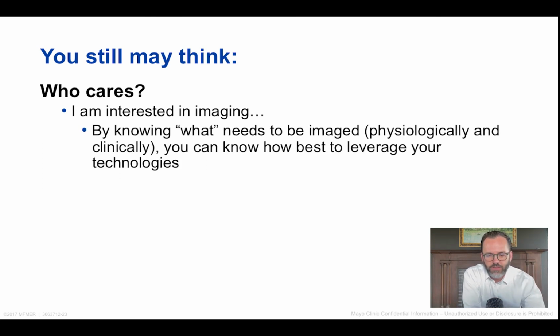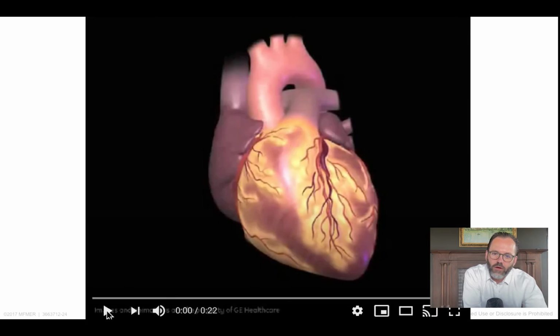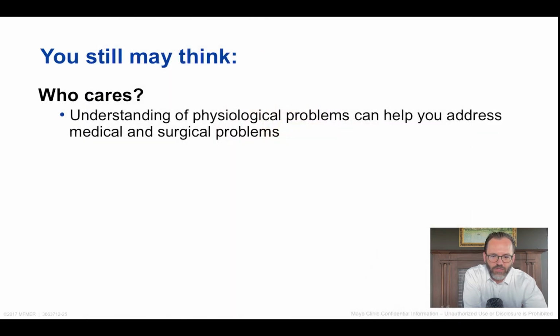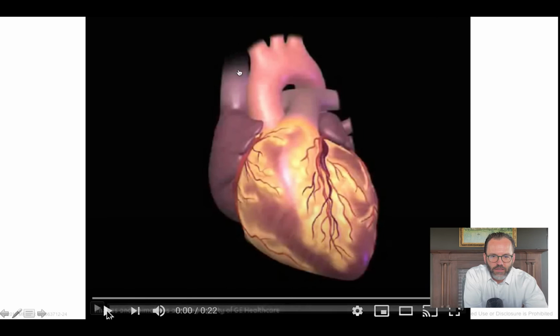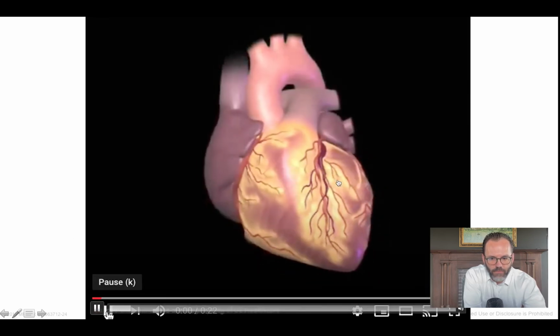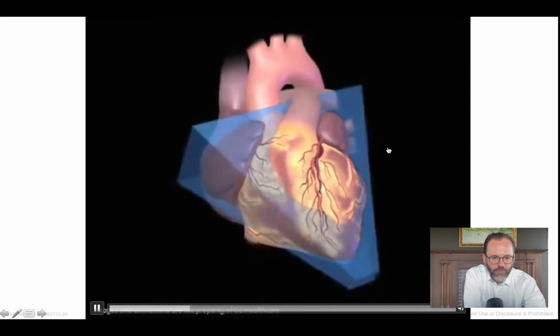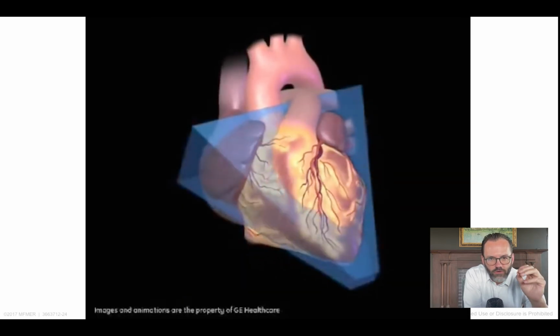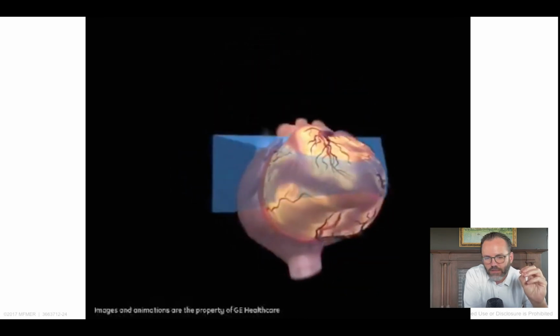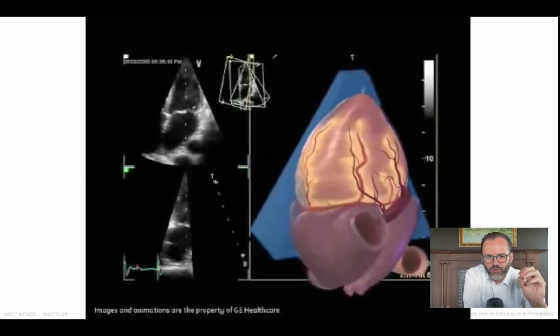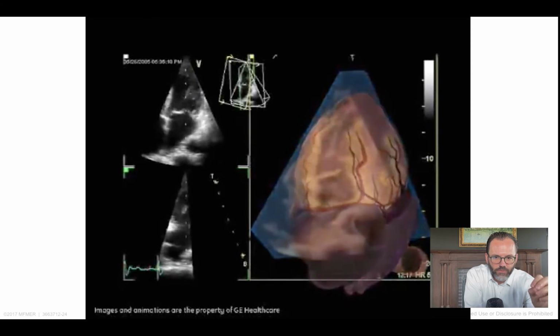I'm an imaging person, and that's what I care about the most. And so again, I would come back to say, well, by knowing what needs to be imaged, both physiologically and clinically, you can also know how to best leverage appropriate technologies. And so here, again, we've got an example, hopefully, of using 3D imaging to actually have a much more granular and detailed understanding of the structure and anatomy of the heart with various permutations here.